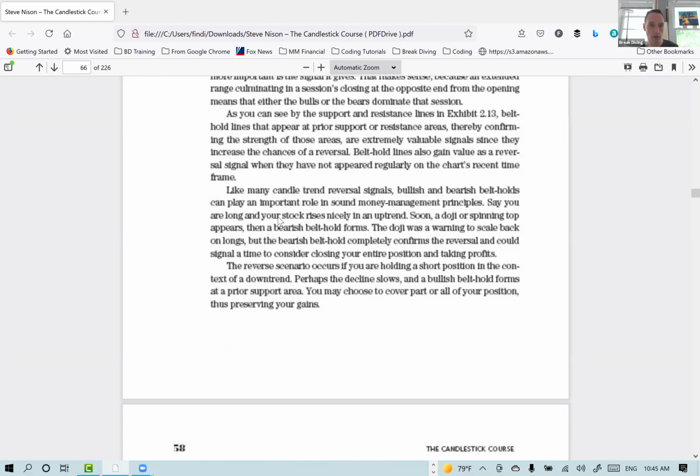Say you're long and your stock rises nicely in an uptrend, soon a doji or spinning top appears, then a bearish belt hold forms. The doji was a warning to scale back on longs, but the bearish belt hold completely confirms the reversal and can signal a time to consider closing your entire position and taking profits. Or in my case with SDC, taking losses.